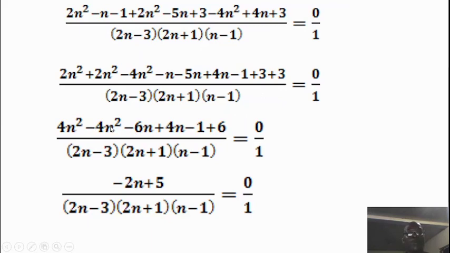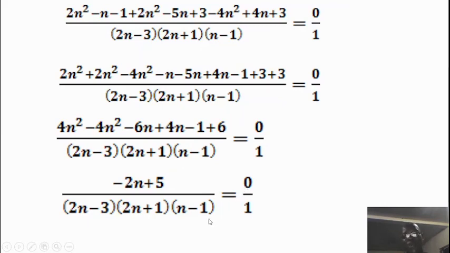4n squared minus 4n squared will travel, because the result will be equal to 0. Minus 6n plus 4n, you are owing 6 naira, you are having 4 naira. When you pay, you are still owing 2 naira. That's minus 2n. Then minus 1 plus 6 means you are owing 1 naira, you are having 6 naira. When you pay, what do you have? 5 naira. The numerator now becomes over the denominator.